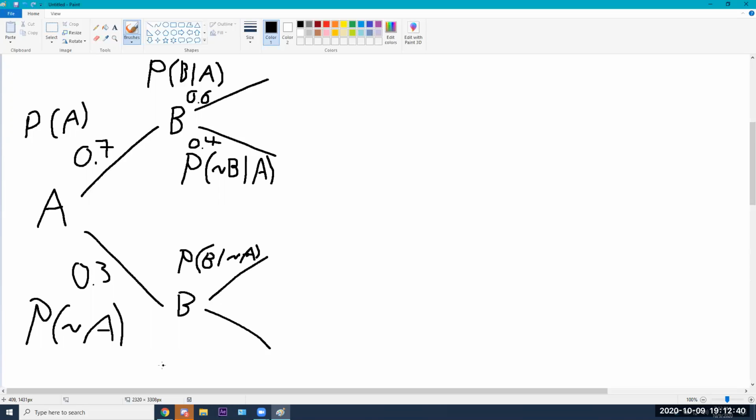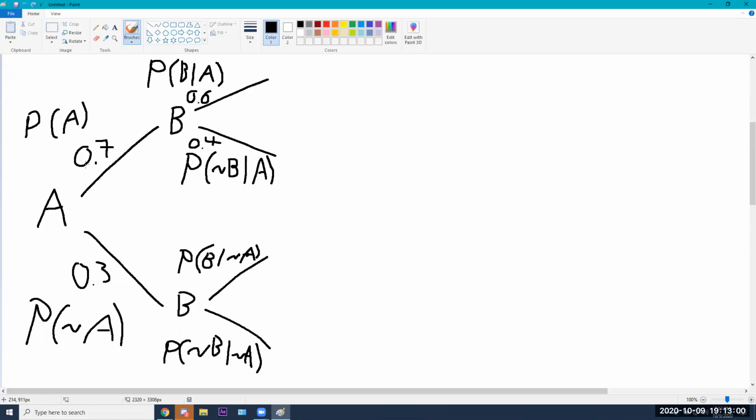And again, probability of not B, not A, right? Probability of not B given not A. Right? So we have all these probabilities. And now let's look at all four of these final cases.